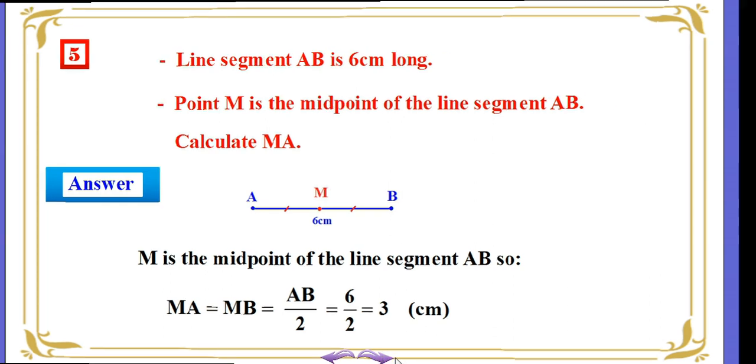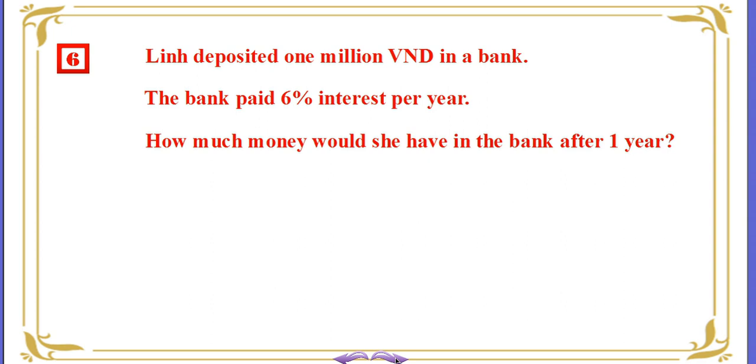Now we go to exercise 6. Linh deposits 1 million Vietnam dong in a bank. The bank pays 6% interest per year. How much money would she have in the bank after 1 year? So the answer is E.